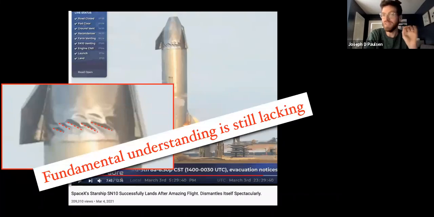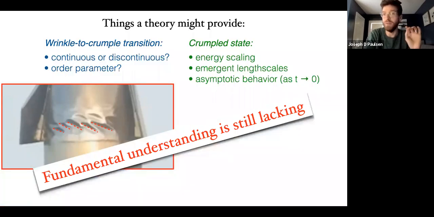So let me be a bit more specific about what is lacking. What would we hope for from a theory? Well, we'd like to know something about the transition, that is, the transition from smooth wrinkles to crumples, a continuous or discontinuous transition in the language of phase transitions. We'd like to know what the order parameter is. And once you're in this crumpled state, we'd love to know the energy scaling. How does the energy of the system scale with the thickness of the sample or the Young's modulus of the sample, et cetera?